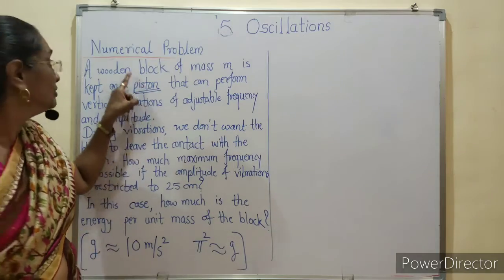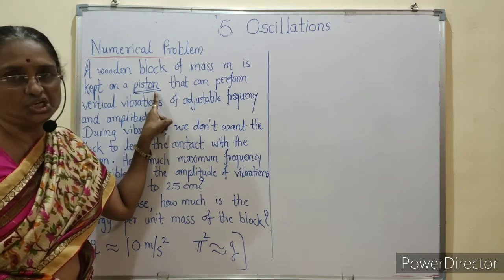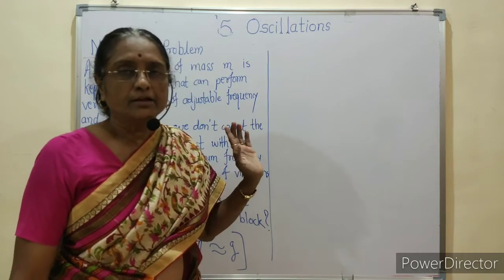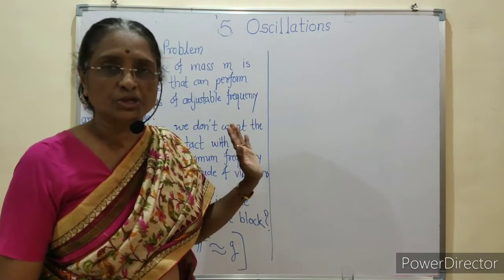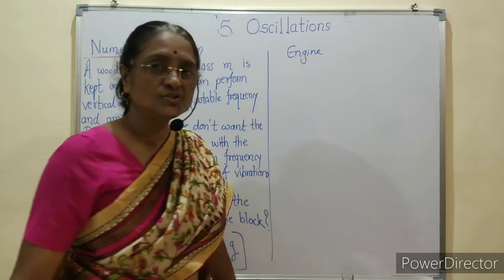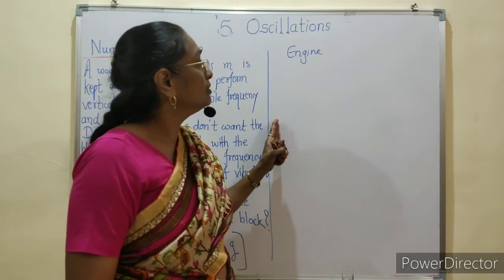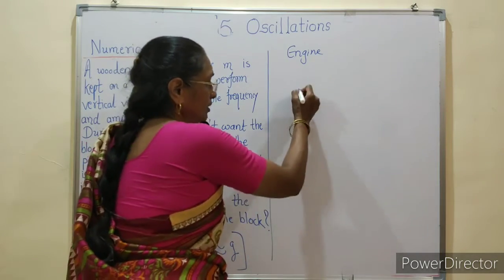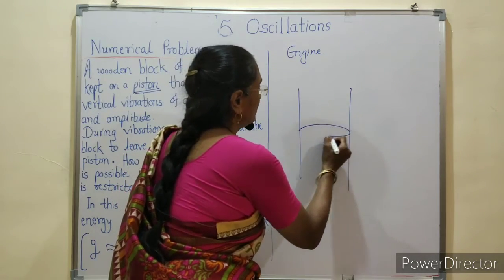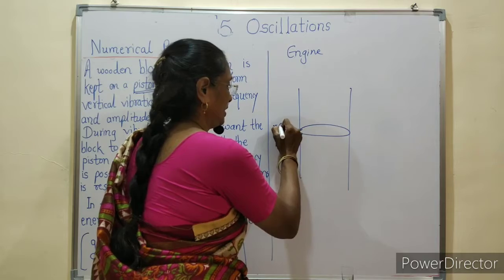Now let us solve this problem. A wooden block of mass M is kept on a piston. So first let us understand the piston. The motion of a piston is the best example of oscillatory motion. Pistons are used in engines, pumps and some mechanical instruments. It is a simple arrangement: there is a cylinder, and in that cylinder there is a piston, usually a metallic piston.